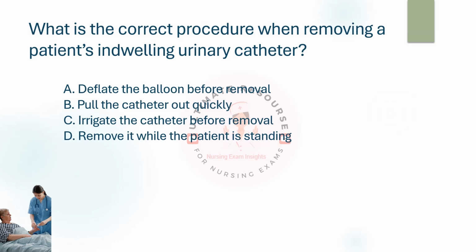What is the correct procedure when removing a patient's indwelling urinary catheter? Options are A. Deflate the balloon before removal, B. Pull the catheter out quickly, C. Irrigate the catheter before removal, D. Remove it while the patient is standing.